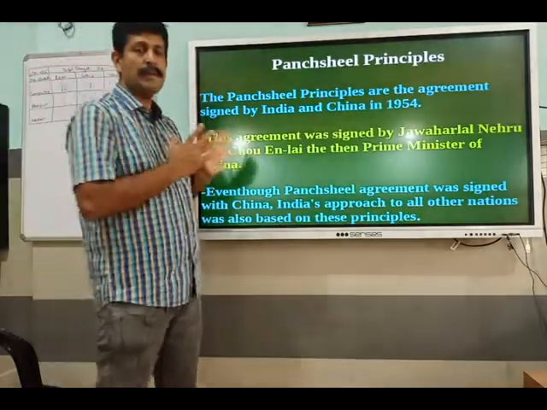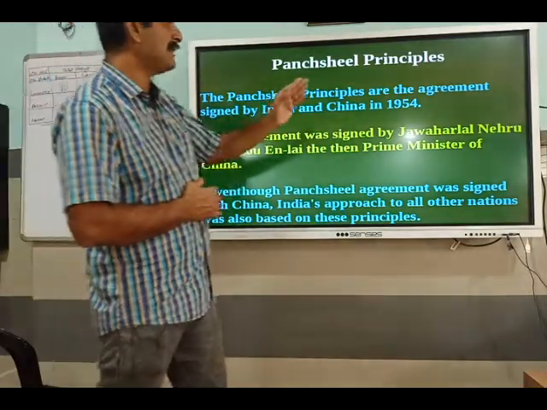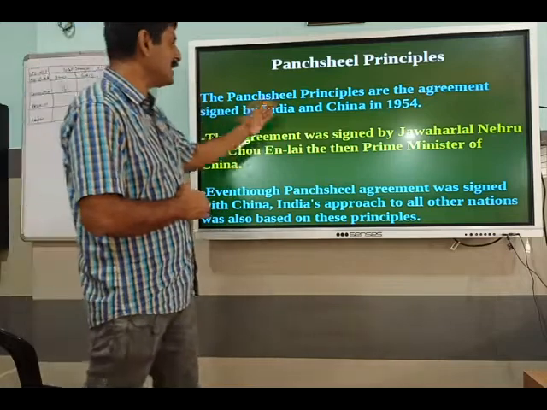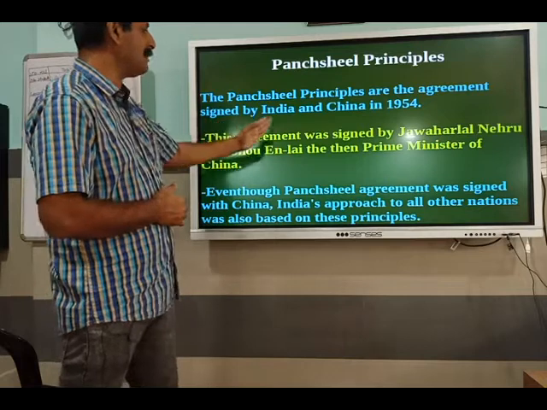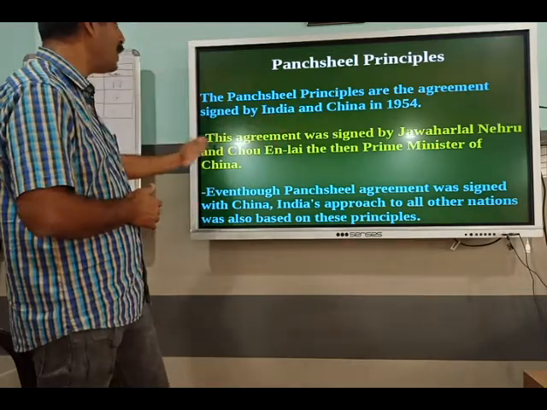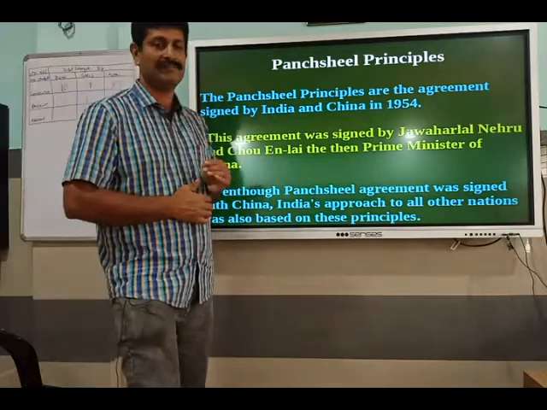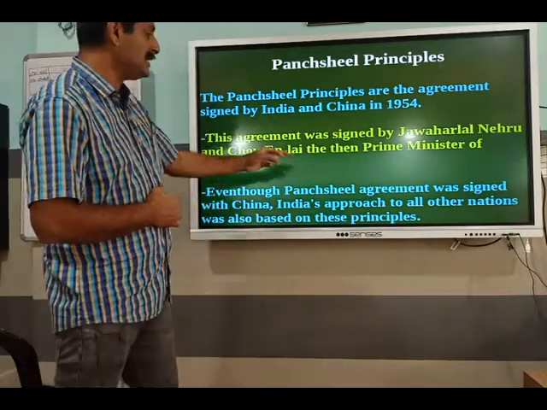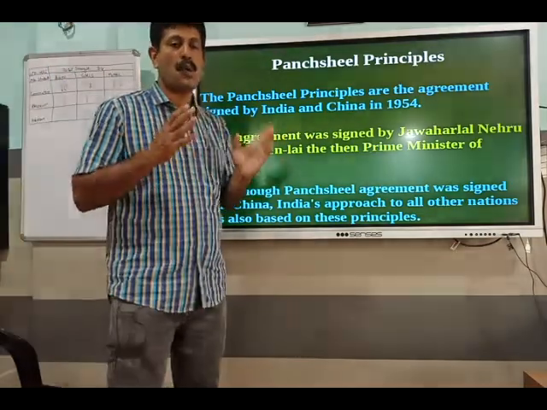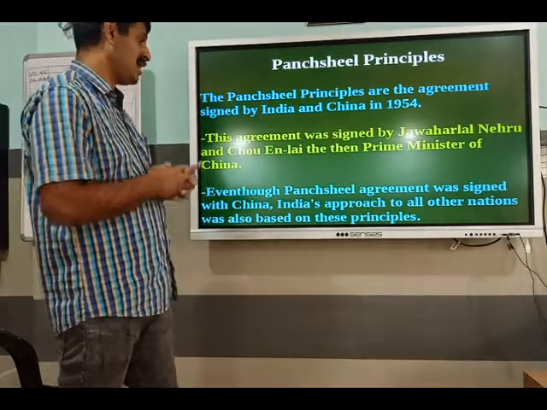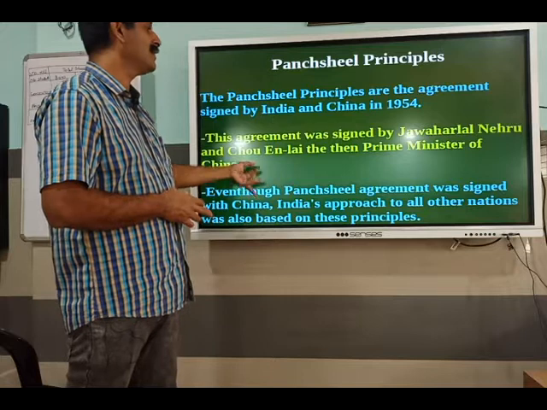Now, what is meant by the Panchashila principles? The Panchashila principles are the agreement signed by India and China in 1954. This agreement was signed by Jawaharlal Nehru and Chou En-lai, the then Prime Minister of China. Even though the Panchashila agreement was signed with China, India's approach to all nations was also based on these principles.